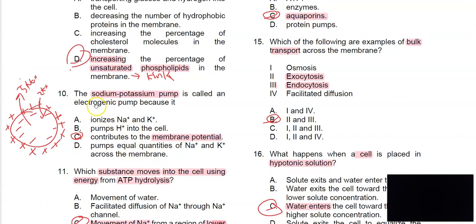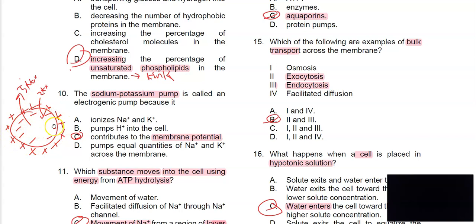Okay, number 10. The sodium-potassium pump is called an electrogenic pump because it will contribute to membrane potential. Basically, the function of the sodium-potassium pump is to pump 3 sodium ions out of the cell and 2 potassium ions into the cell. So you have more positive ions moving out of the cell. This causes the outside of the cell membrane to be positively charged.